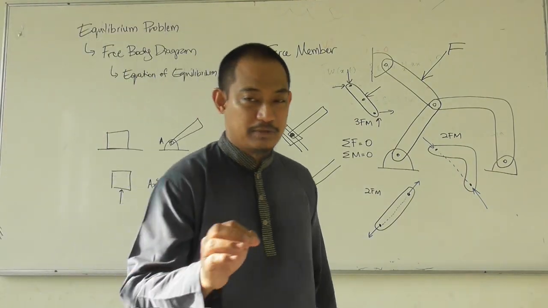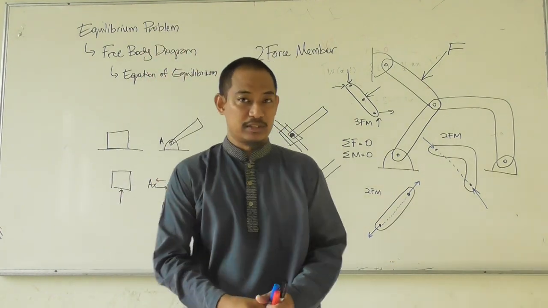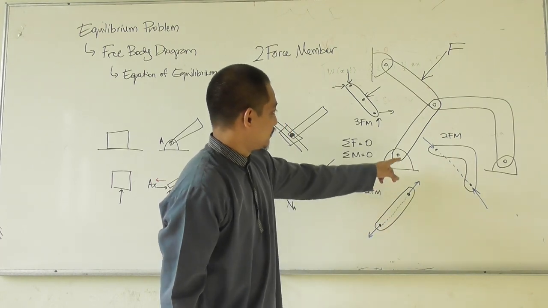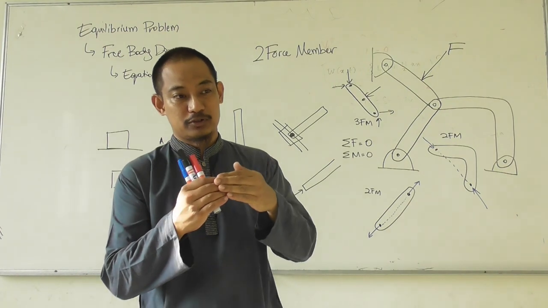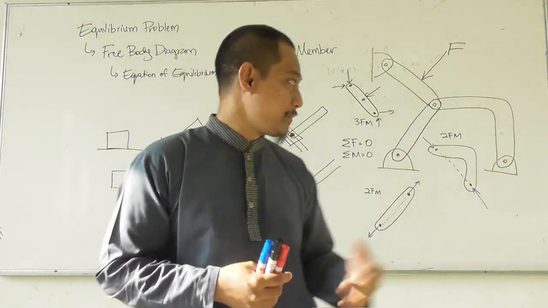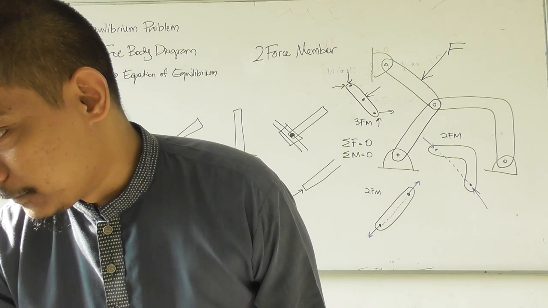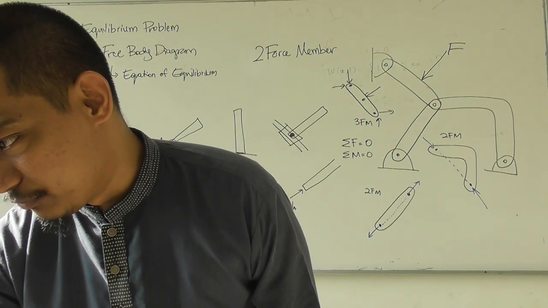So normally the first step for drawing the free body diagram is to identify two-force members, so that when this is a two-force member, it affects how it reacts, or the force with another member, right? Alright, so we have covered some examples before, correct?